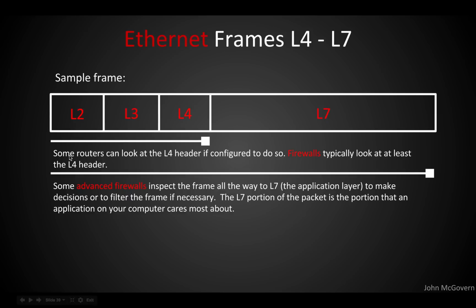Some routers, and this is a little bit advanced, can actually look at the layer 4 header and make some decisions. They typically won't do anything to the layer 4, just like we talked about with layer 3. They'll leave it well enough alone, but they can look at it and make some decisions. Firewalls, really advanced routers that filter packets, will almost always look at the layer 4 header. And some advanced firewalls can actually look at the entire packet all the way into layer 7 to make their forwarding decisions, whether or not they want to forward or maybe just throw away a packet because they're blocking certain types of network traffic.